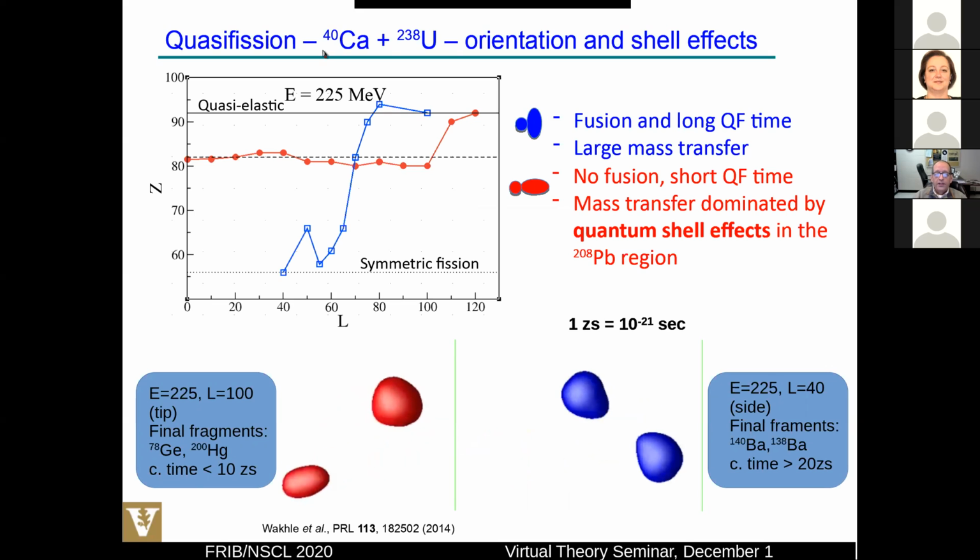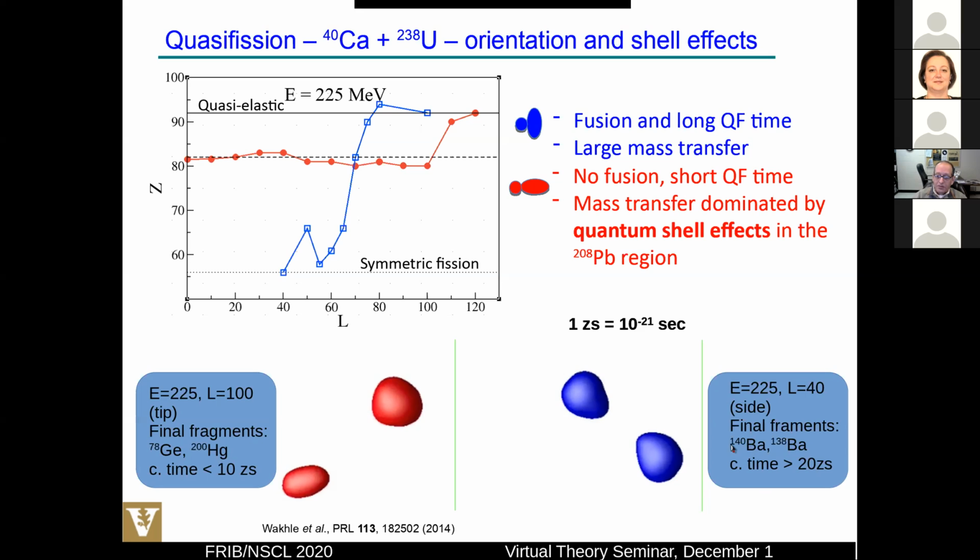This is the reaction calcium-40 and uranium-238 at 225 MeV. And what we see here, these movies play too fast, but here we have one system where initially a tip collision gives final fragments of germanium-78 and mercury-200. And in this case, we have L equals 40 ħ, and this is a side collision initially. And I wanted to point out, this is a very rare case that we actually see an equal mass split.